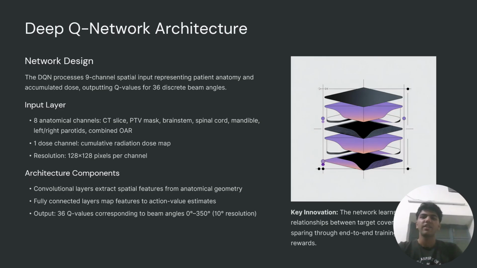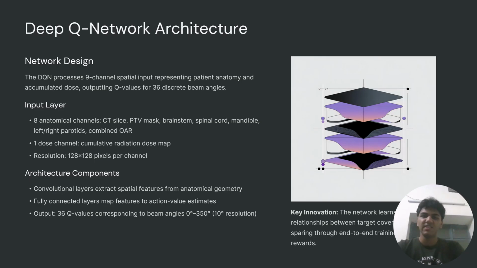Now moving to the architecture, the model uses convolutional layers to extract spatial features, essentially learning how dose gradients and organ boundaries relate to each other. These spatial encodings are then passed to fully connected layers, which map them to Q values. Each Q value corresponds to one possible beam direction, from 0 degrees to 350 degrees in 10-degree increments, giving us 36 possible actions.